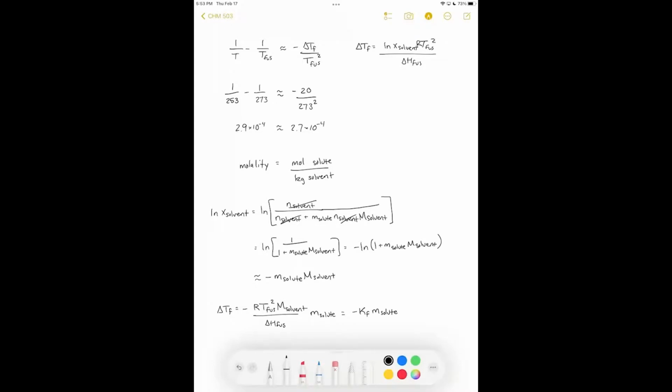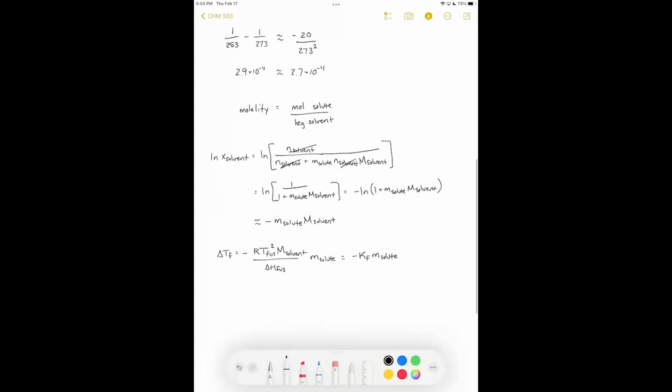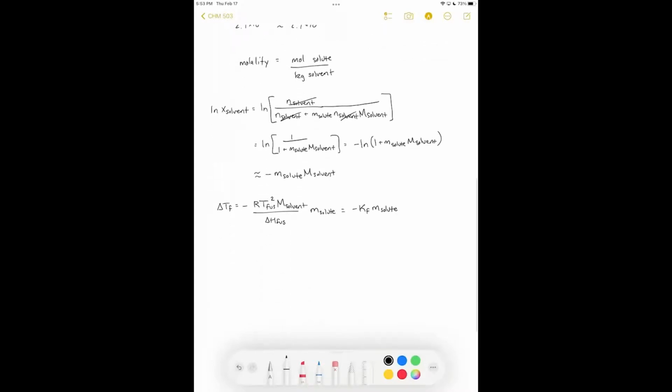We can go through the exact same process to get an almost identical equation for the boiling point elevation. We end up having that delta T of boiling is equal to R times the temperature at which the boiling normally happens, times the molar mass of the solvent. And now instead of the enthalpy of fusion, we have the enthalpy of vaporization, times again the molality of the solute. And we can also put that into Kb times the molality of the solute. And so this describes both the freezing point depression and the boiling point elevation.